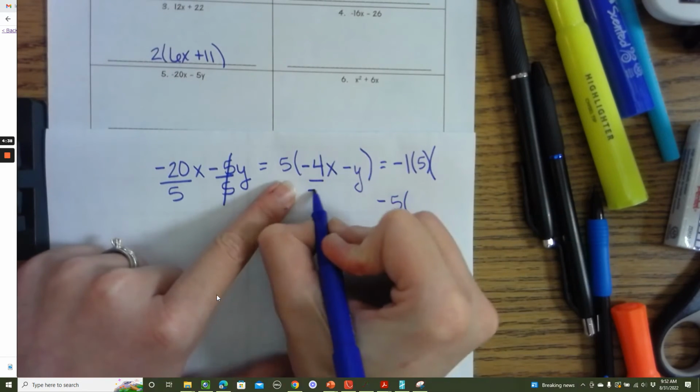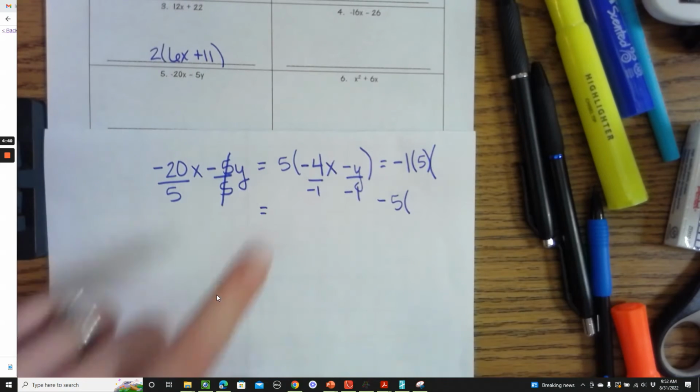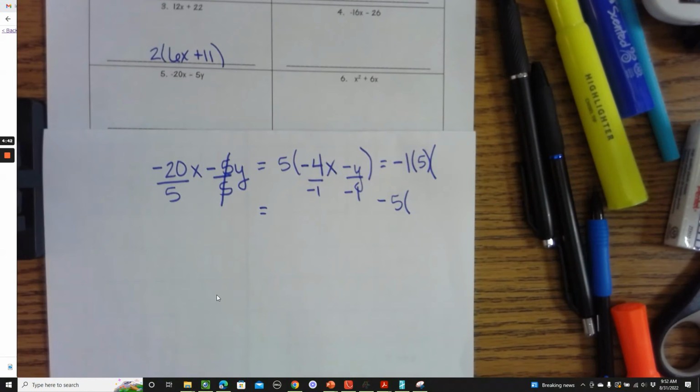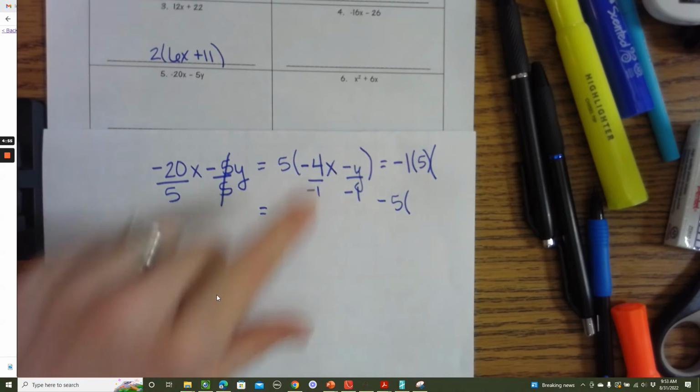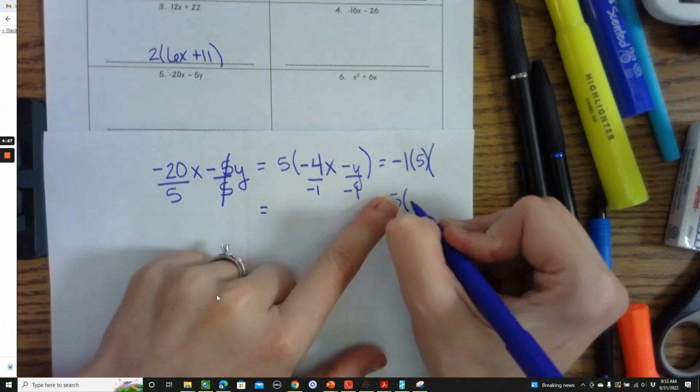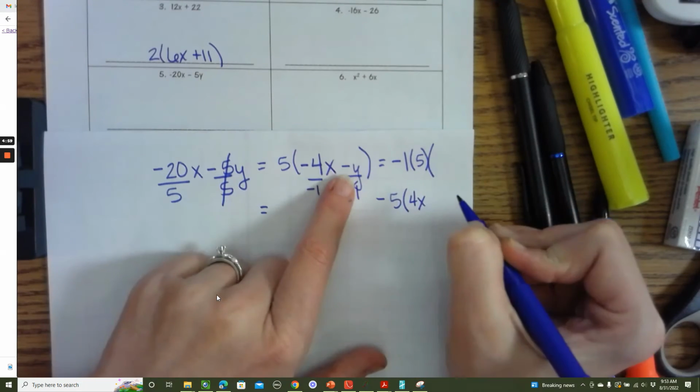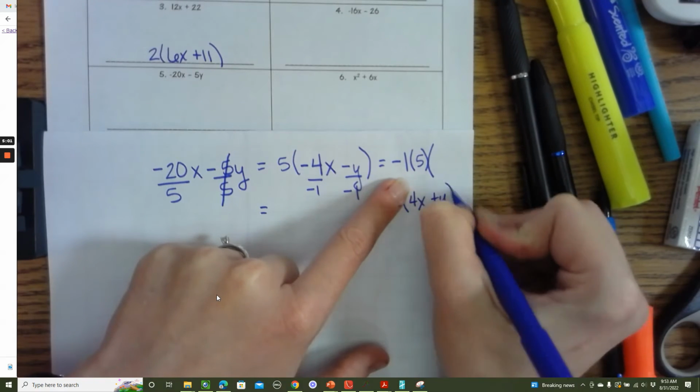All right, so if I divide by negative 1, divide by negative 1. What does dividing by negative 1 do? Not positive. Not just positive. What if it's already positive? Does it stay positive? It changes the sign. So negative 4x becomes positive 4x. Negative y becomes positive y.